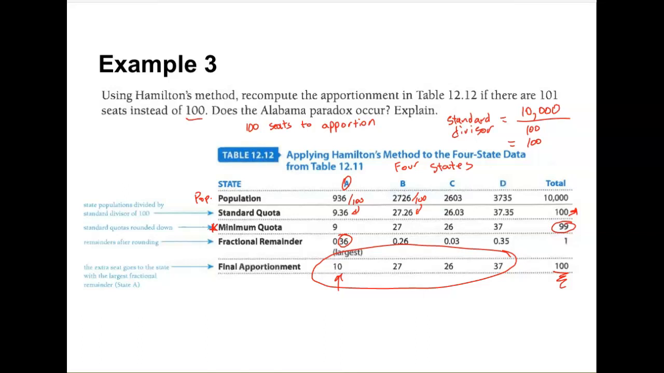So here's where the Alabama paradox comes in. Well, what if we look at the total population, and the total population has increased to a point that we would like to add another seat to Congress? So now, instead of 100 seats, let's look at what would go on if we had 101 seats to distribute. Well, now we need to calculate a new standard divisor, right? So our new standard divisor is still our population, but now it's divided by 101 instead of 100.